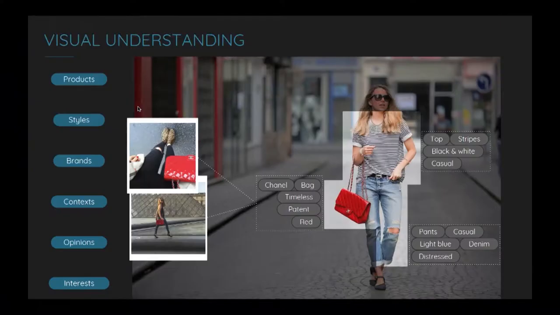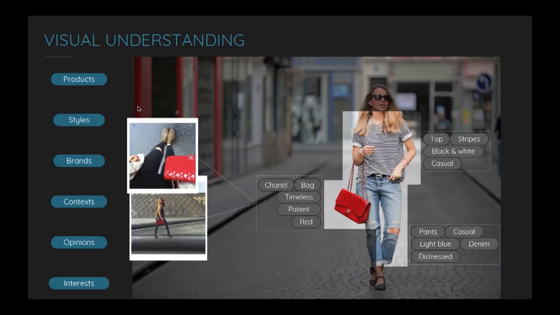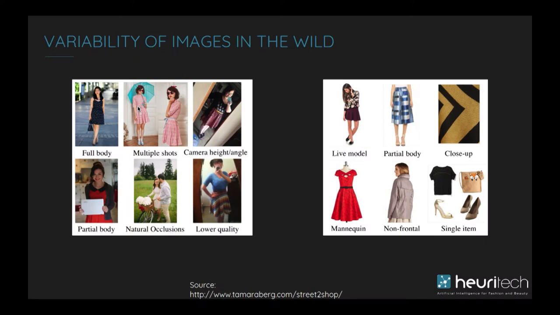So here's the goal. You have images, really images in the wild, could be anything. And you want to detect on these images the different products, the different objects, here the clothes, the accessories, and to characterize them at scale. So here we would like to know that there's a Chanel bag that is red, the top is striped, has a certain style, etc. And it could be really any kind of pictures. And this is the great difficulty that I will try to tackle in this talk.